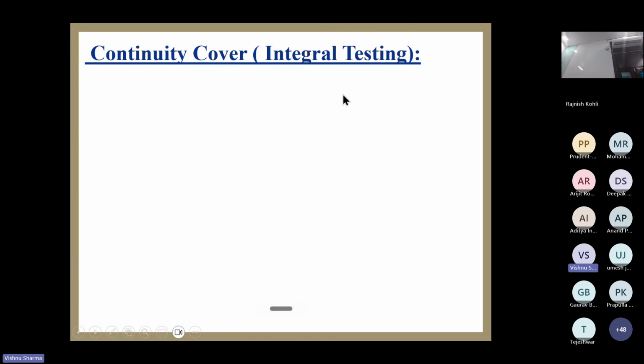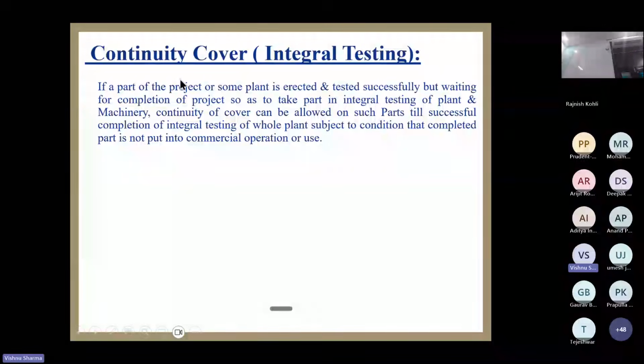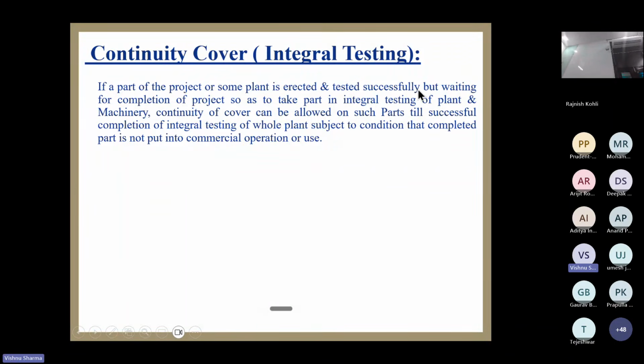Now we were talking about continuity cover. Yes, we will discuss this. As I explained, if some part is required, it is erected, tested and commissioned, but it is waiting for completion of the project, then this continuity cover can be allowed till completion of the integral part. Now suppose this testing is done and the project is still going to take 8 months, 12 months, 15 months, depending upon the duration, this continuity cover is granted for that period so that it remains covered till expiry of the policy.